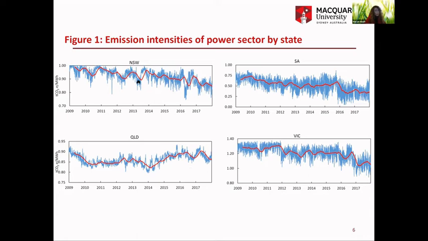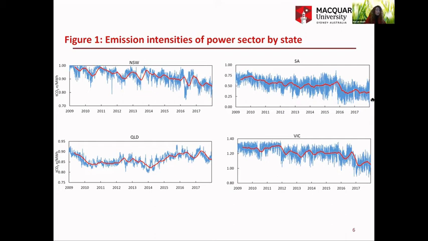The reason that we see this diminishing in different states can be interpreted in different ways. For example, in Victoria, the main reason that we see this diminishing, more specifically in 2016 and 2017, is the closure of coal-fired plants in this state, and switching away from coal to gas because of low gas prices in this state.